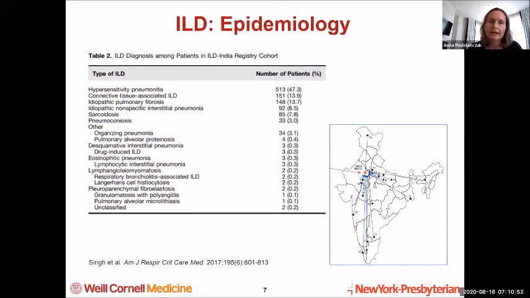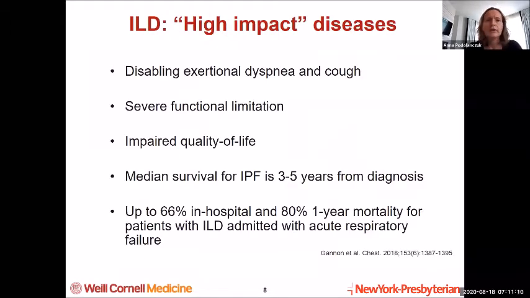And again, this is to highlight that the types of diseases we're talking about vary very widely from country to country and from city to city. Sarcoidosis, by the way, in India was the fifth most common, with about 8% of patients in the registry. So again, these are high impact diseases. Even though they're not as common as COPD or asthma, as I mentioned, they contribute to a lot of hospitalization, and they really have a large impact on patients' quality of life.